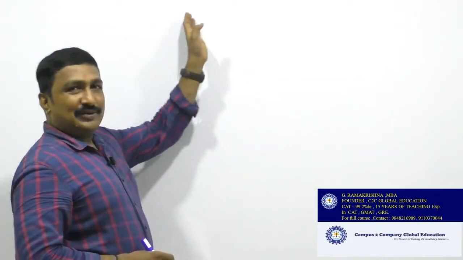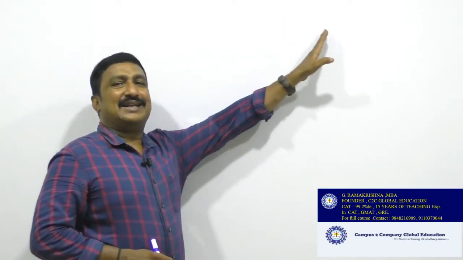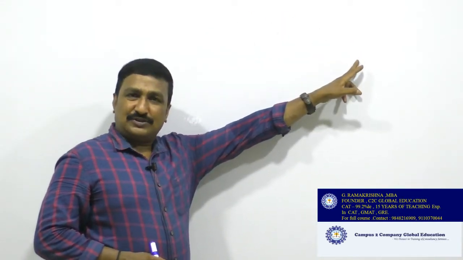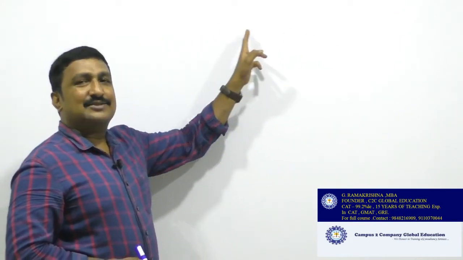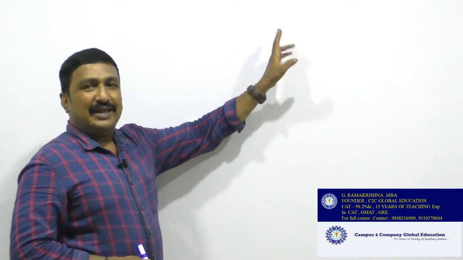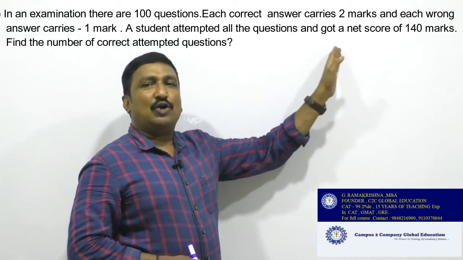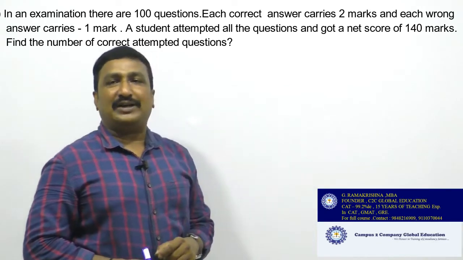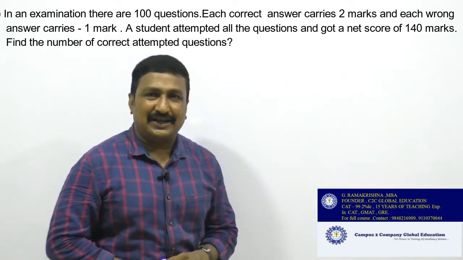In an examination there are 100 questions. Each correct answer carries 2 marks and each wrong answer carries -1 mark. A student attempted all the questions and got a net score of 140 marks. Then find the number of questions attempted correctly.